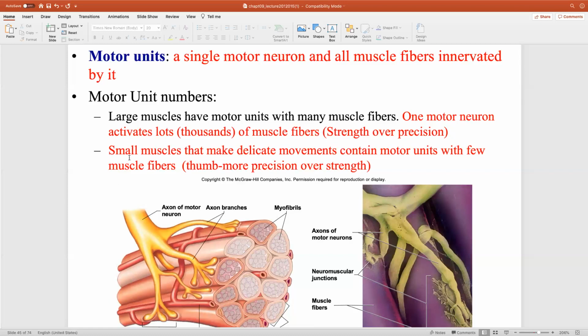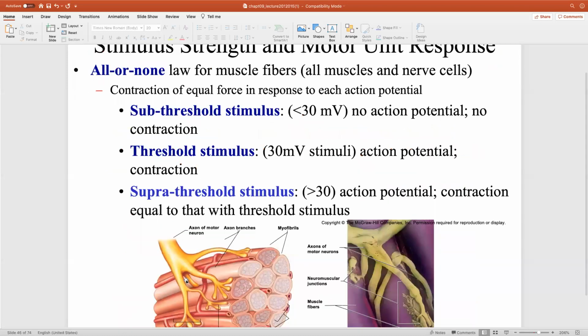So the muscles that require strength have one motor unit, one motor neuron that goes to many, many, many more muscle fibers. The areas where you have precision and you want precision, one motor neuron will go to much fewer muscle fibers. Perfect.